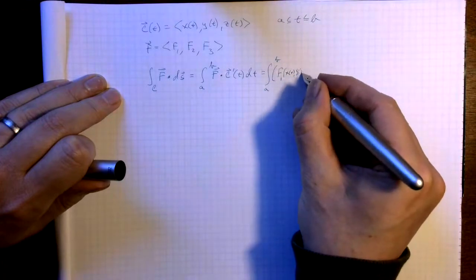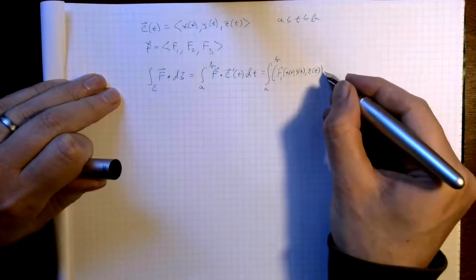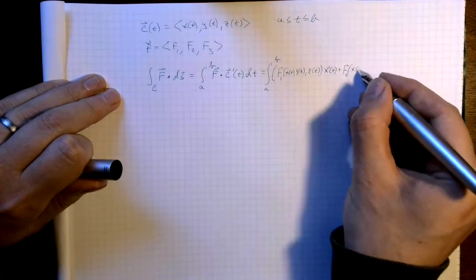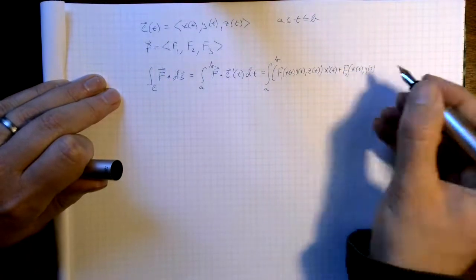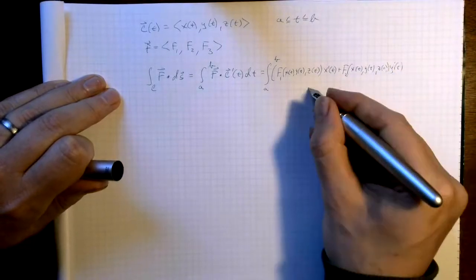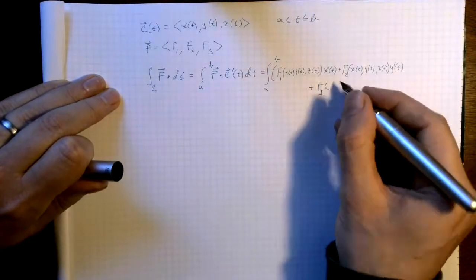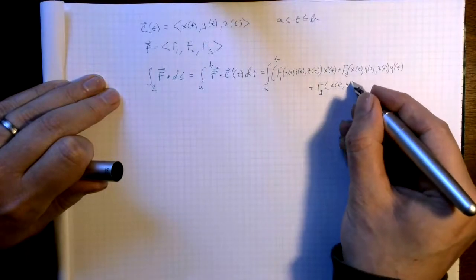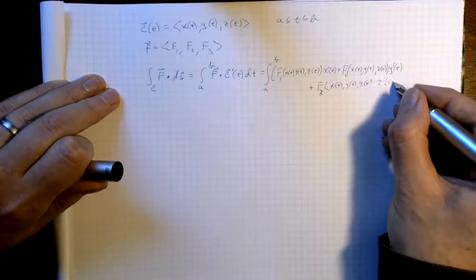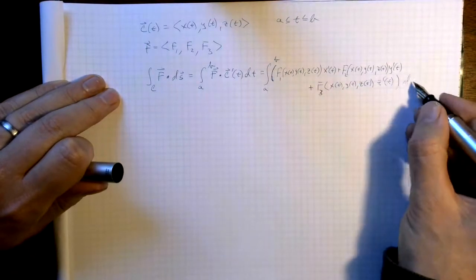I'm gonna have f1 of x of t, y of t, z of t, and now it's gonna be x prime of t, plus f2 of x of t, y of t, z of t, y prime of t, plus f3 of x of t, y of t, z of t, z prime of t, right, that's this parentheses over here, dt. Alright?